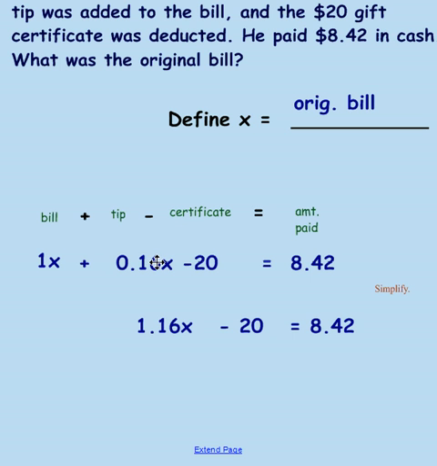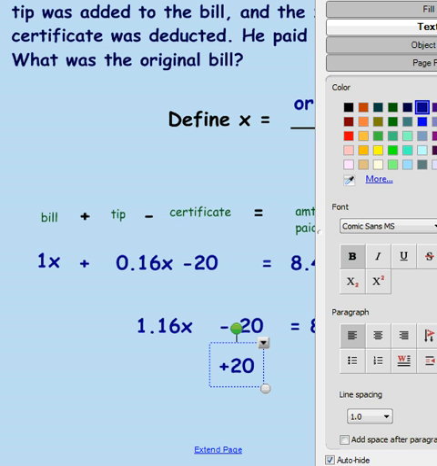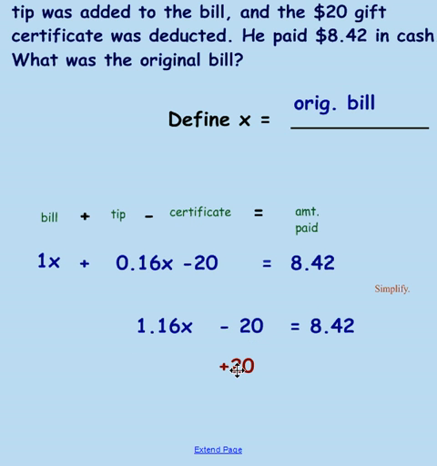So now I've simplified. I've combined these two. Then I just have to do the opposite. I'm going to add 20 to both sides to balance that equation. And then I'm going to be left with the bill and the tip is equal to $28.42.